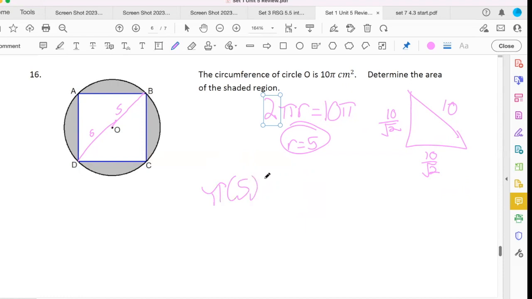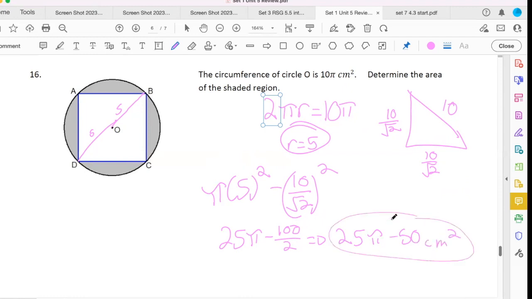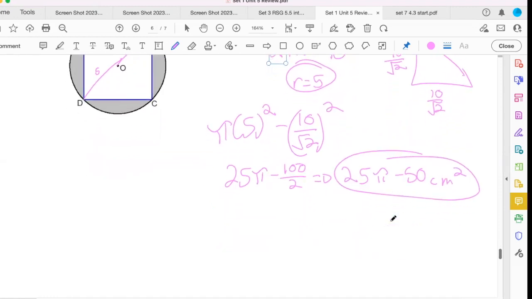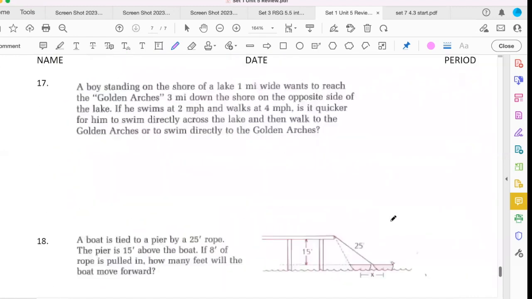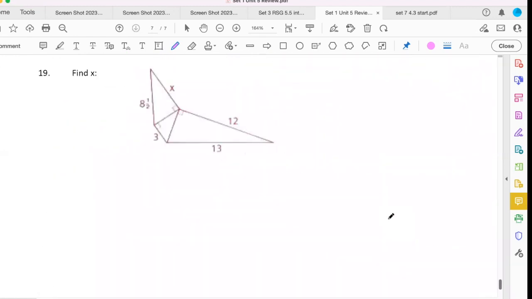Okay, so pi r squared minus this square, which is 10 over root 2, square that. So this is 25 pi minus 100 over 2. Long story short, 25 pi minus 50 centimeters squared. And this is where I should really end the video. That was a pretty bad blooper.